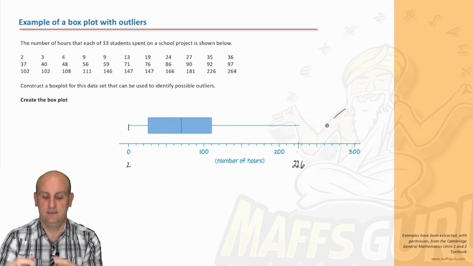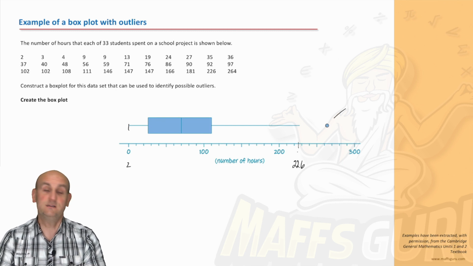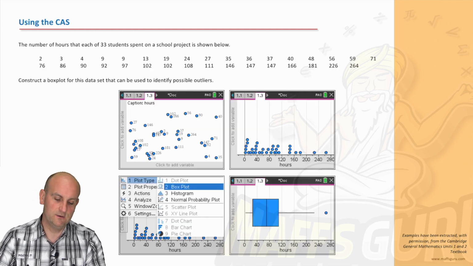Now, obviously, in the textbook here, they color it in, and I'm so grateful to Cambridge for allowing me to use their books. You don't need to color in the box plot. It's nice if you've got some time to do a bit of coloring in, but generally speaking, it's not needed.